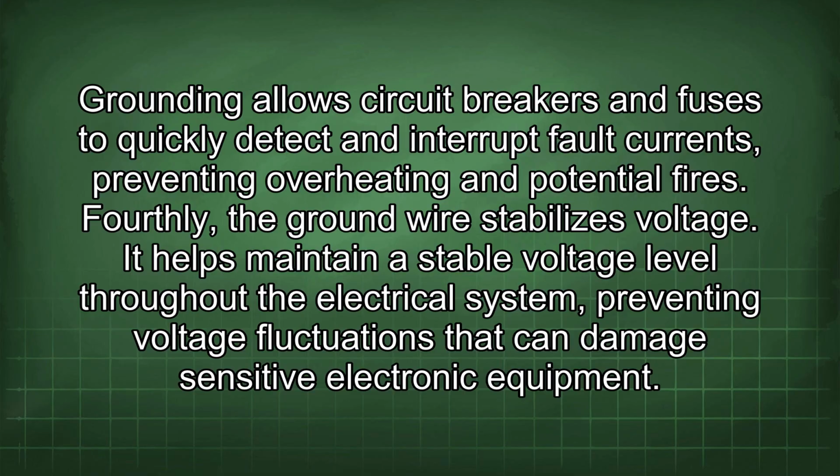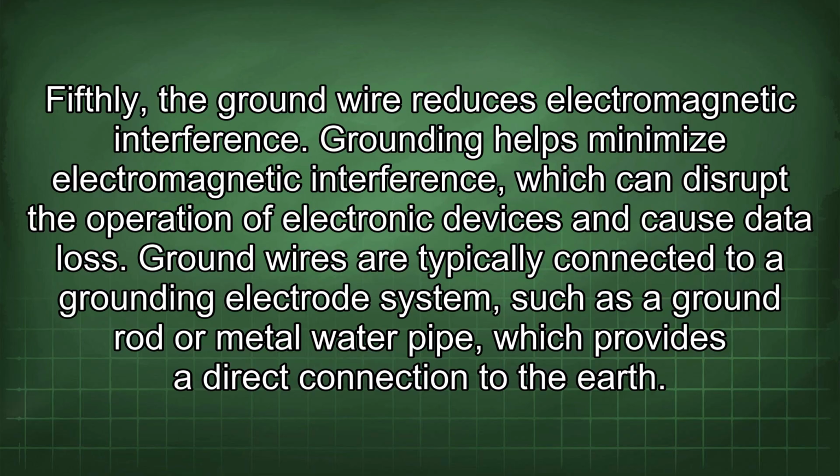Fourthly, the ground wire stabilizes voltage. It helps maintain a stable voltage level throughout the electrical system, preventing voltage fluctuations that can damage sensitive electronic equipment. Fifthly, the ground wire reduces electromagnetic interference. Grounding helps minimize electromagnetic interference, which can disrupt the operation of electronic devices and cause data loss.